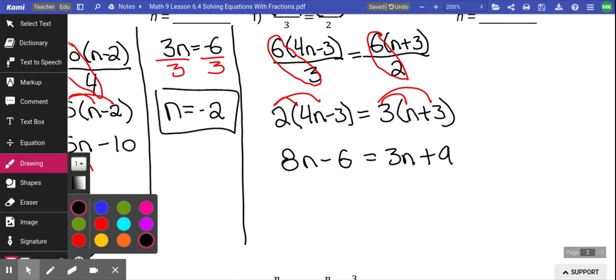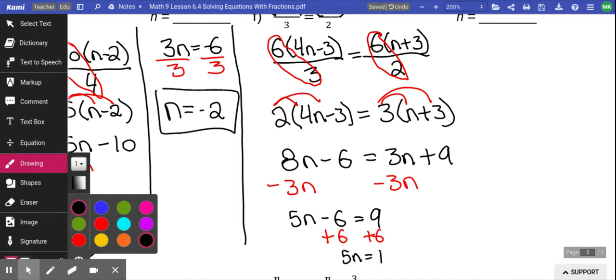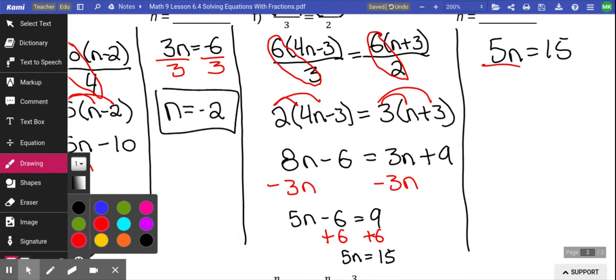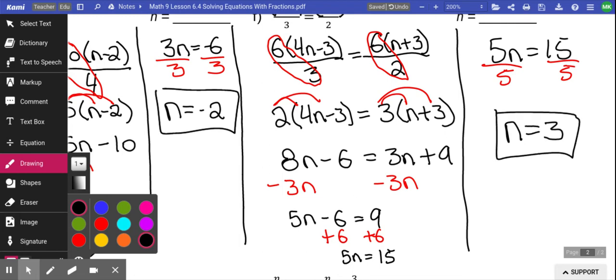This is now a 6.3 question because I've gotten rid of the brackets and I have letters on both sides. Whatever side has less letters, so the 3n, I decide to move to the other side by subtracting 3n. That would give me 5n minus 6 equals 9. I then have to add 6 to both sides. That gives me 5n equals 15. I'm going to start a new column with that, so I have 5n equals 15. And then I'm going to try to get rid of the 5 by dividing both sides by 5. That gives me n equals 3. And I'm done.